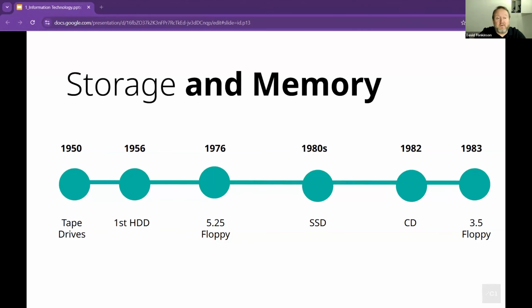It wasn't until 1956 that the first hard disk drive came out. Hold on. Why have we got hard disk drives before floppy drives? Yes, because they were invented before floppy drives. They were extortionately expensive when they came in, so they weren't that popular.